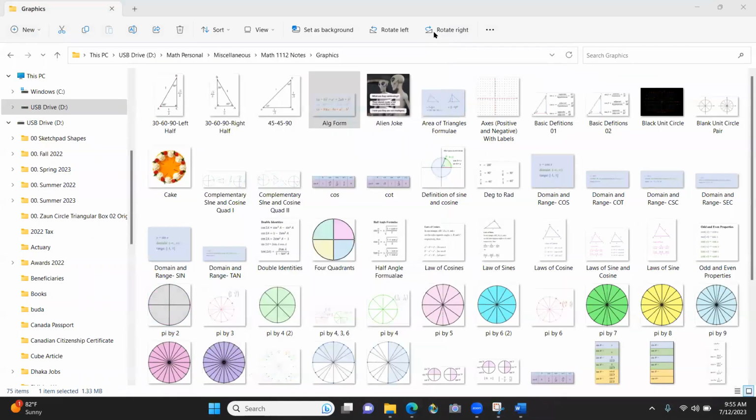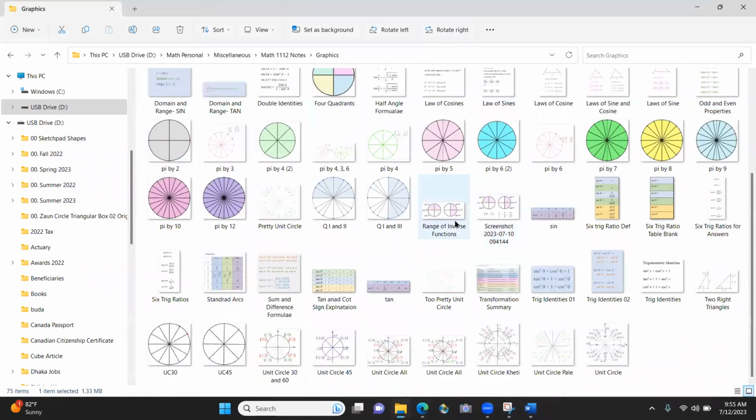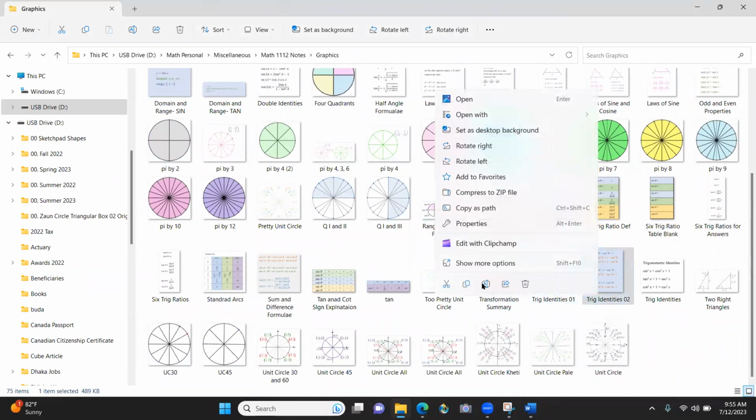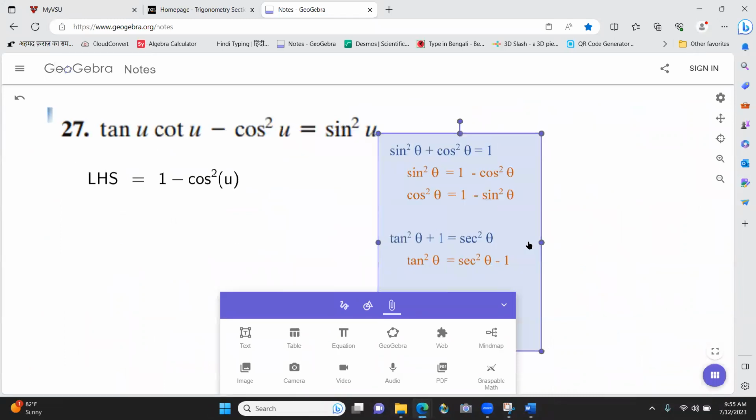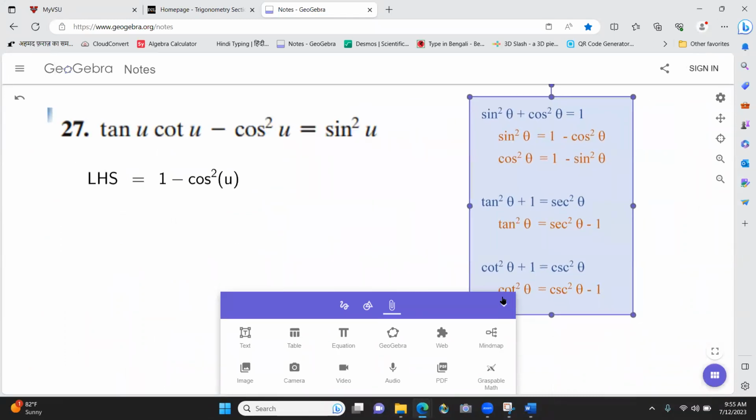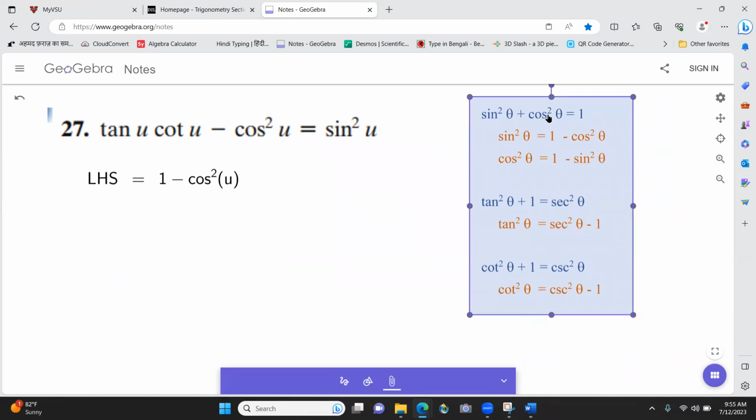Not this one. Trig identities. Give me 1 second, guys. I'm going to bring some trig identities for us. Right, this one. This will help us a lot. So guys, these are the trig identities, okay? Now the blue ones are the ones we are more familiar with. Sine squared theta plus cosine squared theta is equal to 1. But if you subtract cosine squared theta from both sides, you get the orange version. If you subtract sine squared theta from both sides, you get this orange version.